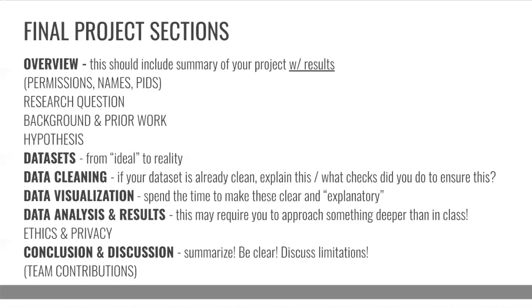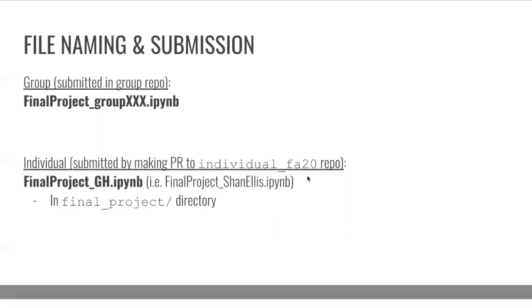For conclusion and discussion, this should be a summary, it should be clear, and it must discuss the limitations of your analysis. This may be data limitations, bias in your data, where your data set differs from your ideal data set, limitations to the analysis and interpretation. This is the place for all of that. And then for team contributions, that's just a brief description for group projects. The last thing I wanted to talk about here was naming.